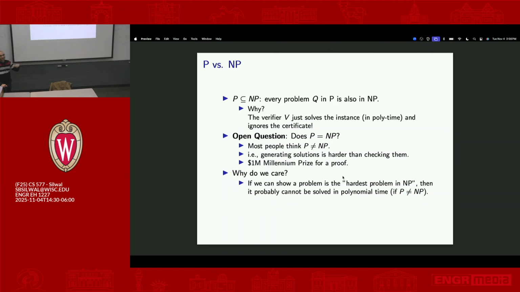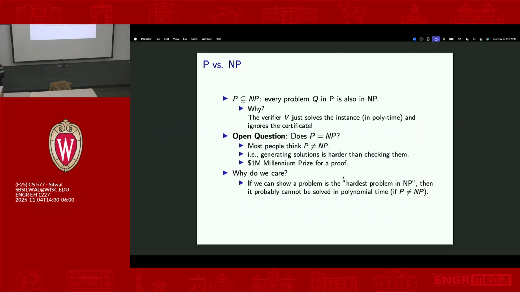So it's not like there's one single algorithm to solve everything. That's not what I'm asking. You could have a different algorithm for every problem. I'm just saying, for every problem where I can check the answer in polynomial time, can I also solve it in polynomial time? That's the problem.